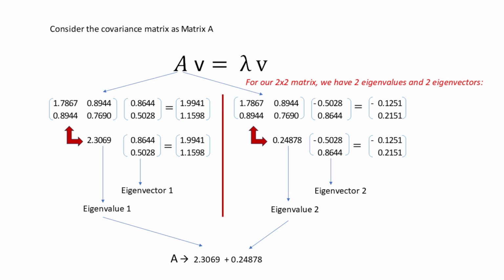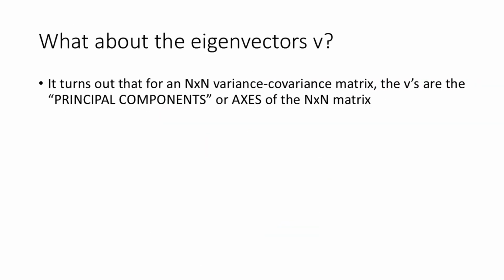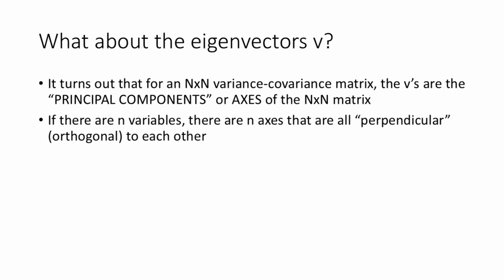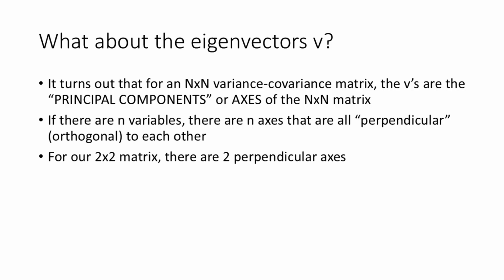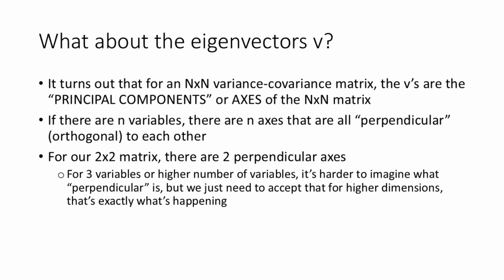But what are the eigenvectors exactly? It turns out that for an n by n variance-covariance matrix, the V's are the principal components or axes of the n by n matrix. If there are n variables, then there are n axes that are all perpendicular or orthogonal to each other. So for our 2 by 2 matrix, there are two perpendicular axes. Now for 3 variables or higher number of variables, it's hard to imagine what perpendicular is. And we just need to accept that for higher dimensions, that's exactly what's happening.